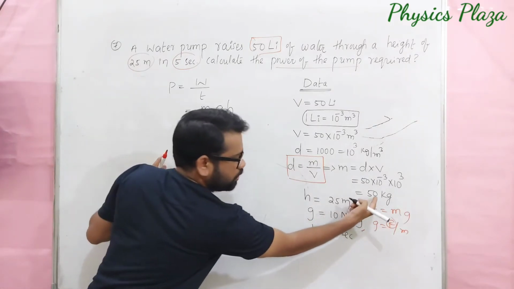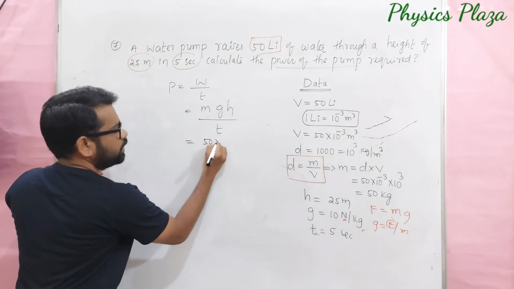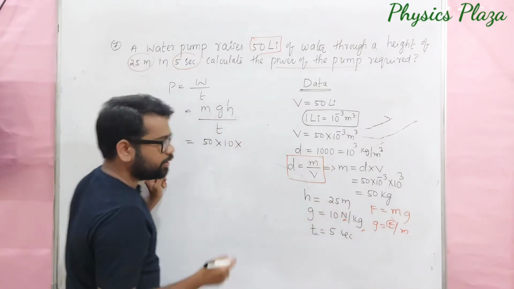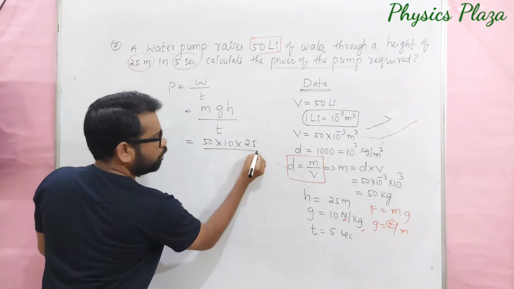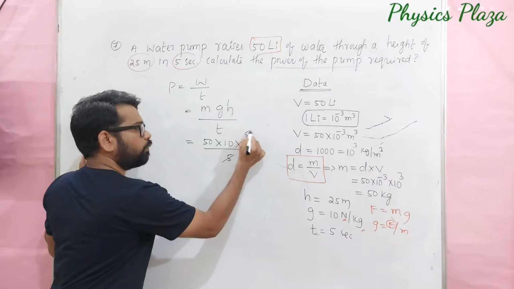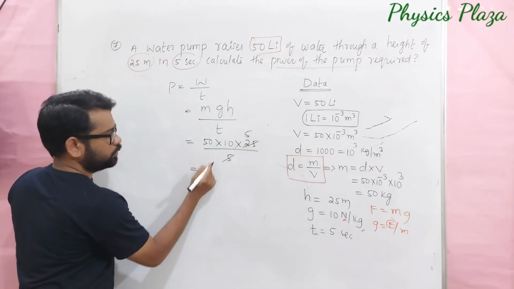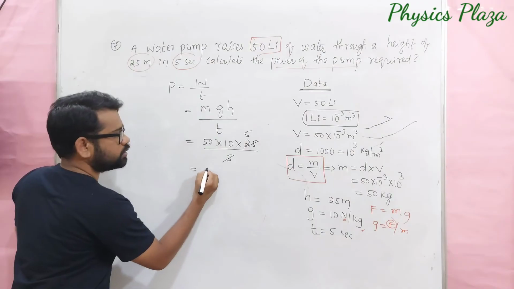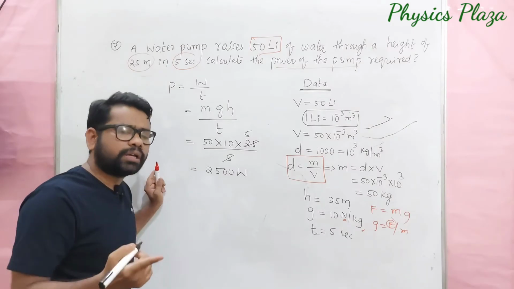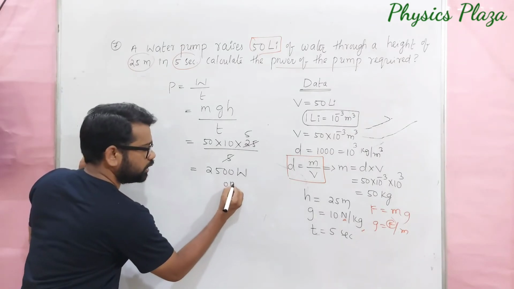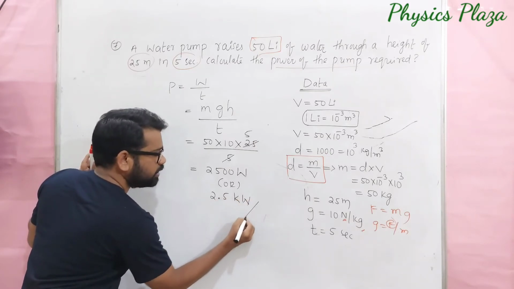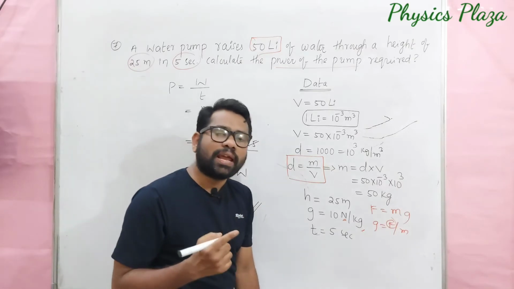Now let us substitute the values. Children, m is equal to how much we got? 50 kg, and g is equal to 10. h is given how much? 25 meters, and time is equal to how much? It is 5 seconds. So 5 fives are 25. So it will be 50 into 5, 250 into 10, it is 2500. 2500 watt. Or if you want in kilowatts, it can be 2.5 kilowatt.